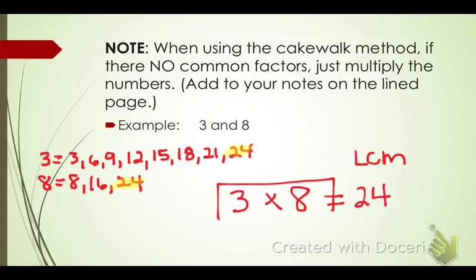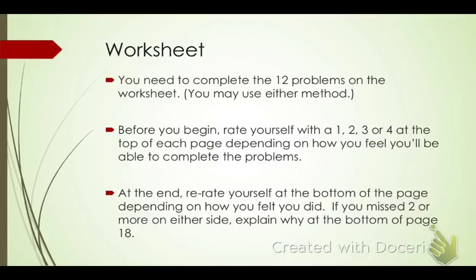Alright, what's next? You're going to get a worksheet, and there are 12 problems. 8 of them just have 2 numbers. 4 of them have 3 numbers. You can use either method. It doesn't matter to me. And if you need to, get a piece of lined paper and show your work on that lined paper, not on a dry erase board. You're just going to do it on this paper.